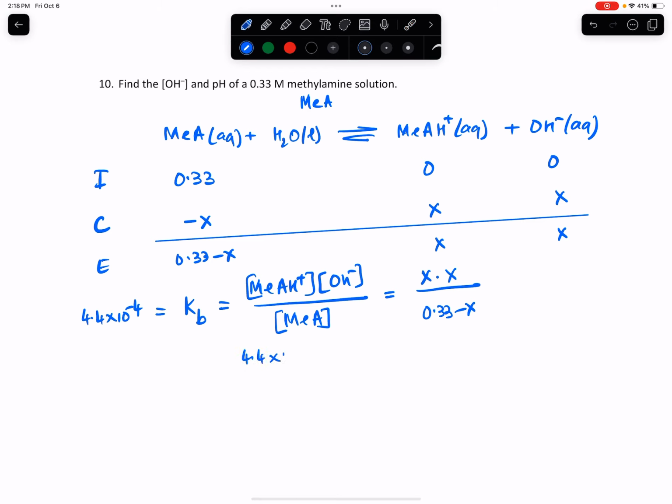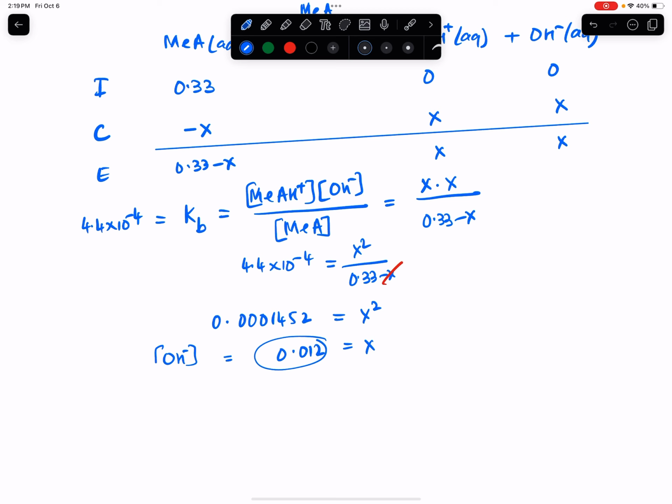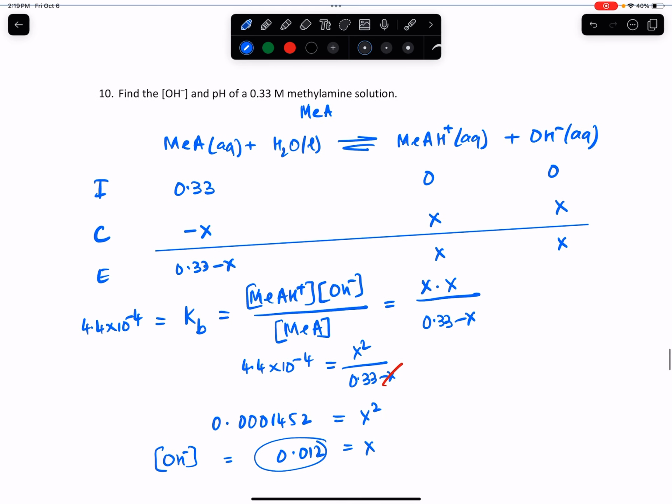So we get 4.4 times 10 to the negative 4 is equal to x squared over 0.33 minus x. To make our life simple, we're going to ignore the x at the bottom. We're going to assume that it's too small. If we ignore that, we get x squared is equal to 0.0001452. And if we take the square root of both sides, we get x is equal to 0.012. So this is the concentration of OH minus. That is one part of the problem figured out.